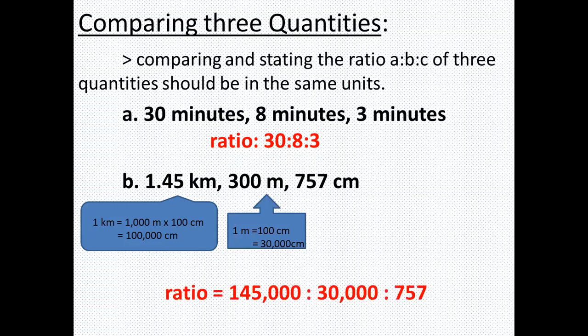So here now, we are having the same unit, which is centimeters. Therefore, the ratio there is 145,000 is to 30,000 is to 757. Why can we not express that in kilometers? Remember, this is already a decimal, and a ratio should be expressed as a whole number. That is why we use the smallest unit. So we convert these two so that all three of them have the same unit in centimeters. So that is why we have this final ratio.